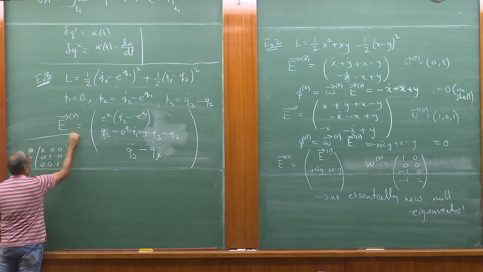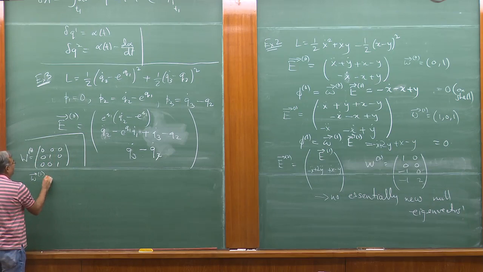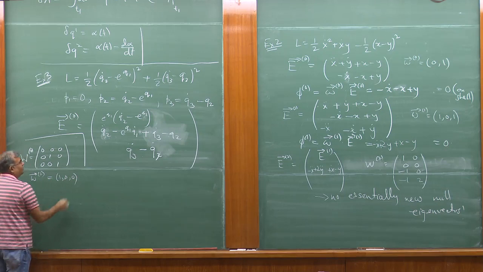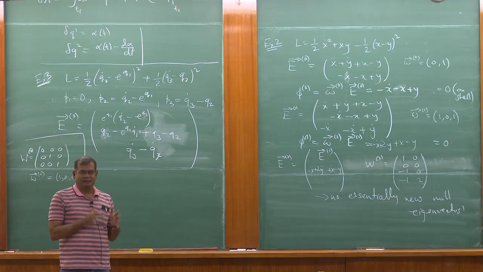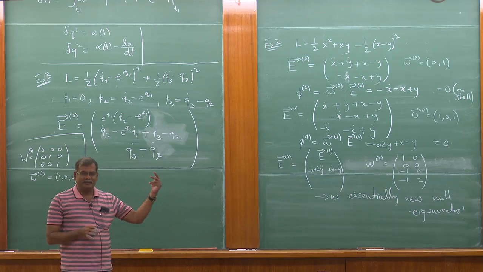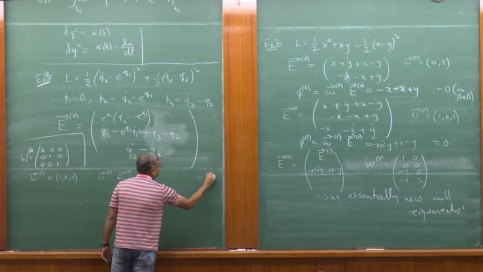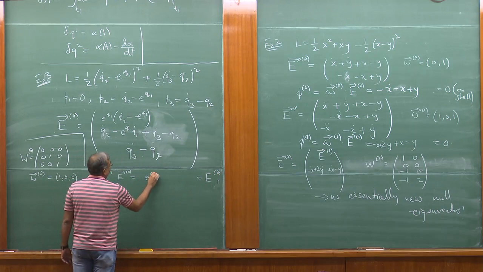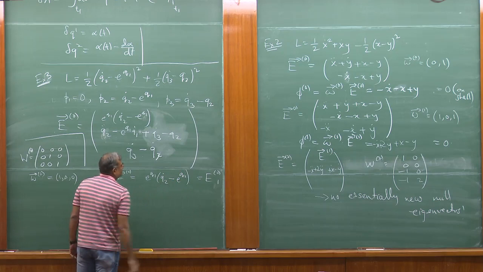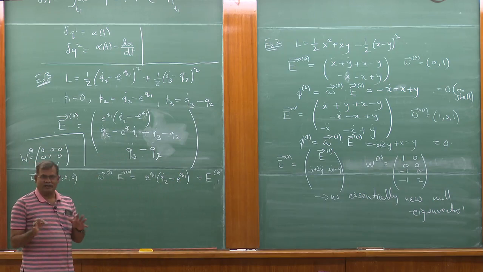Right? This is my zeroth order capital W. And small w, the null eigenvector here is obvious. That's 1, 0, 0. In fact, we already knew that because the very first row gave us a constraint. After all, the formal way of doing this is you find the null eigenvector, then dot the null eigenvector with the E. So w0 dot e0. And let's just keep track. This is really E0, one component is e to the q1, q2 dot minus e to the q1. This has to vanish on shell, right? So that's your constraint. We already knew that the moment we wrote it down, but formally, this is how you get it.